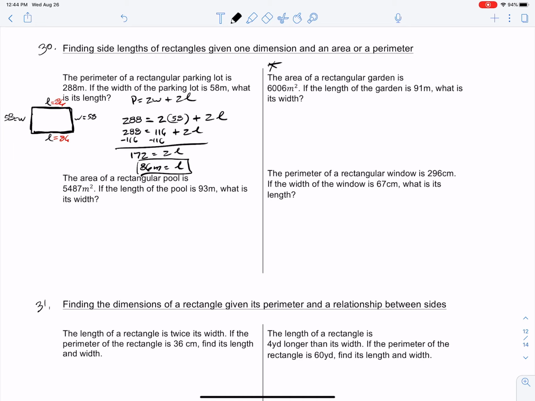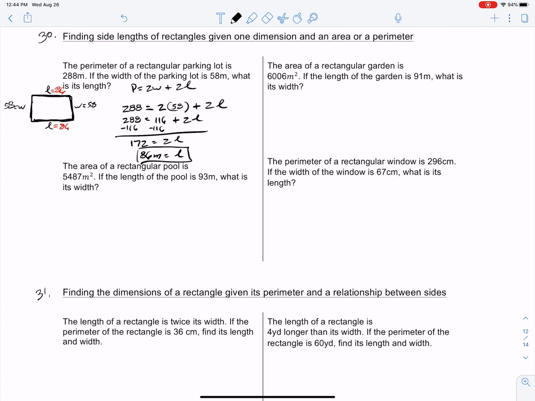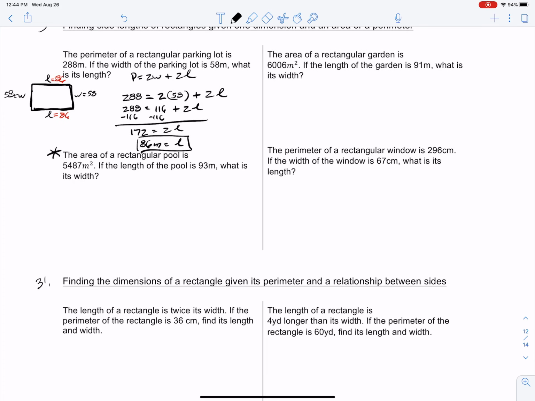Oh, forgive me, we actually have to try the area. So before we do that, let's look at this. It says the area of a rectangular pool is 5,487 meters squared, okay? Because we're dealing with area, that's why we have the meters squared. If the length of the pool is 93 meters, what is the width? Well, we need to know the area of a rectangle. The area of a rectangle, again, this is just something you have to memorize, is area equals length times width. Length times width, or LW, same thing.